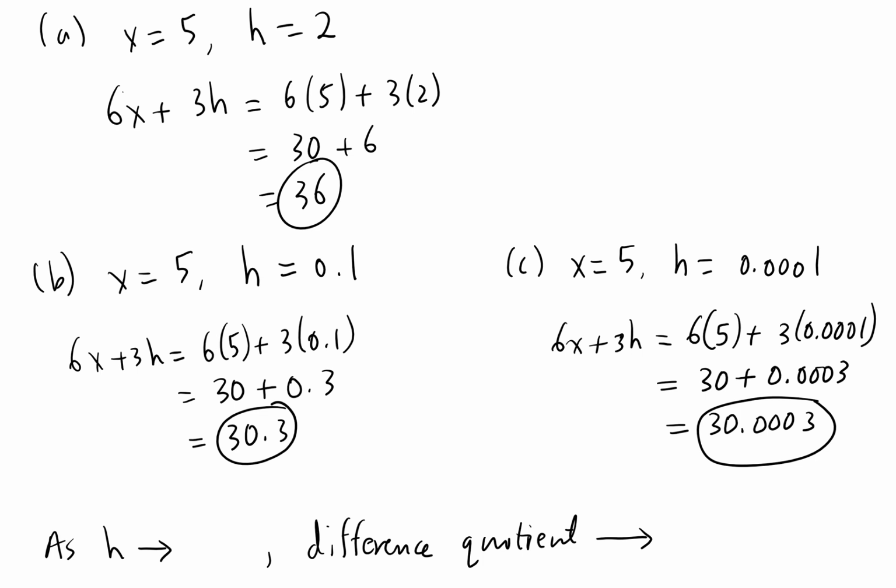And I'm changing h. I'm making h smaller and smaller. Smaller means closer to 0. So the first one was 2, the next one 0.1, the next one 0.0001. So as h gets closer and closer to 0, the value of the difference quotient is getting closer and closer to what? To 30, right? Do you see the values, the circled numbers?